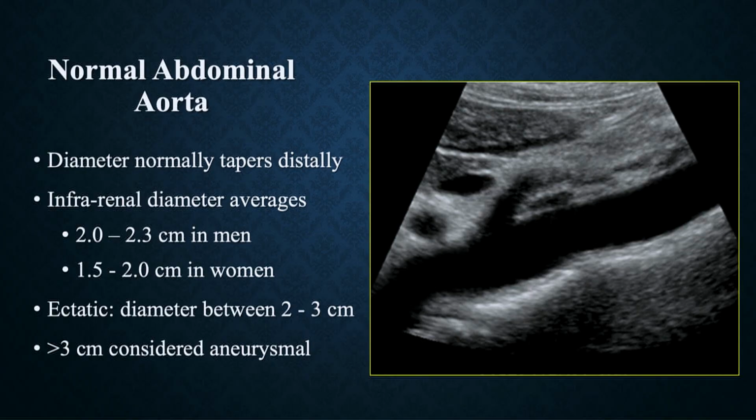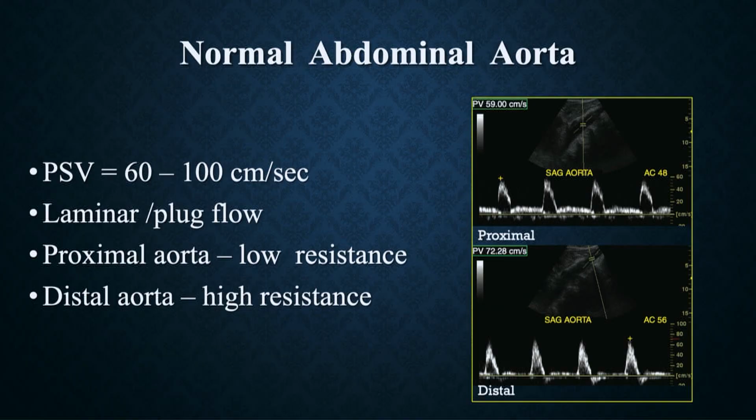So now looking at the abdominal aorta on a grayscale image, we know the aorta normally tapers as we get below the level of the renal arteries. Again, normal diameters up to 2.3 in men, up to 2 in women. We say it's an ectatic aorta when it's somewhere between 2 to 3 centimeters. Obviously, over 3 centimeters, we do consider it aneurysmal in most patients.